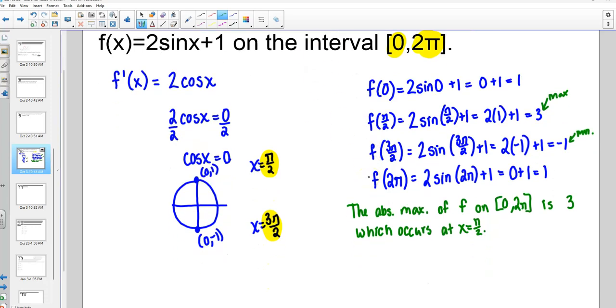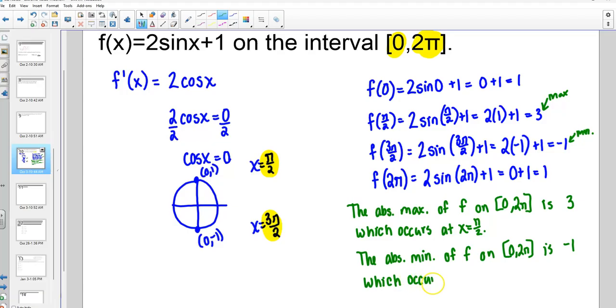And then you're going to make a similar statement for the minimum. The absolute minimum of f on the interval from 0 to 2 pi is y coordinate, which is negative 1, which occurs at x equals 3 pi over 2. Technically, the way this one is written, that which occurs at pi over 2 and which occurs at 3 pi over 2 is not required. You wouldn't have to write that.